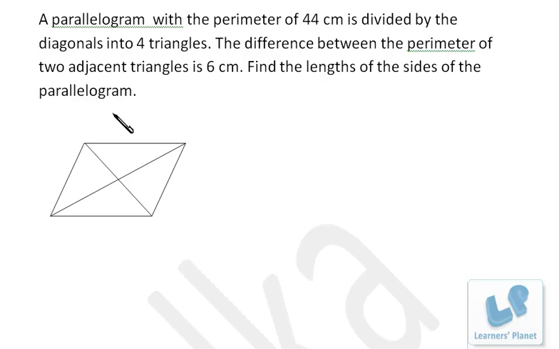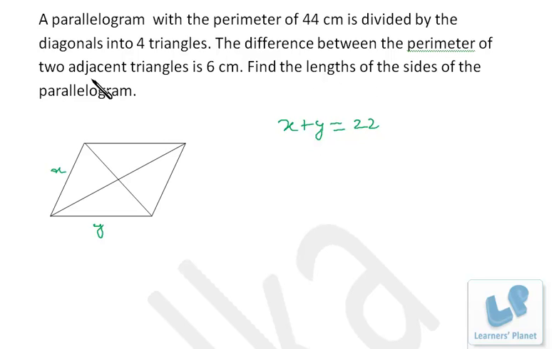Now let's discuss this question. A parallelogram with the perimeter of 44 cm is divided by the diagonals into 4 triangles. The difference between the perimeters of two adjacent triangles is 6 cm. Find the length of sides of the parallelogram. Now I suppose this is x and this is y, right? So perimeter is 44, that means x plus y must be 22. Okay.